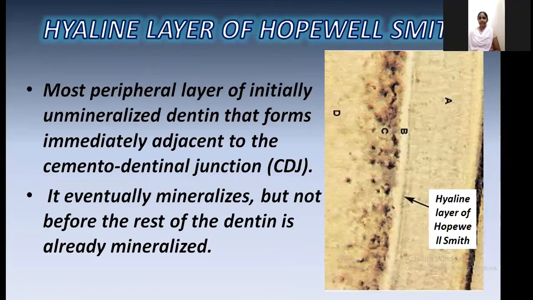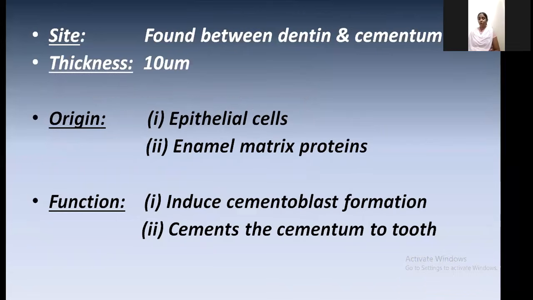These are the steps in cementogenesis. Moving on to the hyaline layer of Hopewell-Smith. Now this is a layer of dentin, an unmineralized zone present between the cementum and dentin near the cementodentinal junction. It is the most peripheral layer of initially unmineralized dentin that forms immediately adjacent to the CDJ. The hyaline layer of Hopewell-Smith eventually mineralizes, but not before the rest of the dentin is already mineralized.